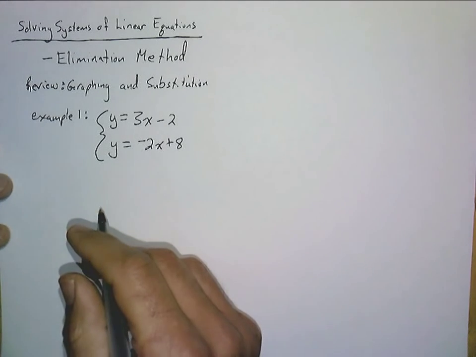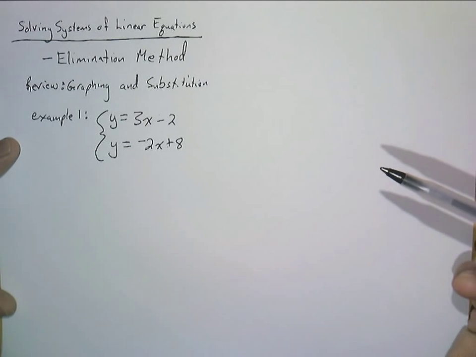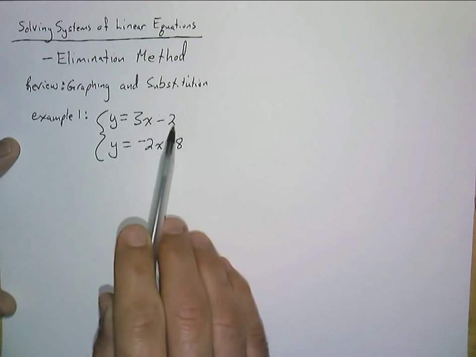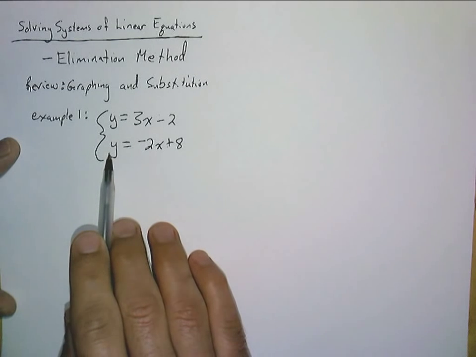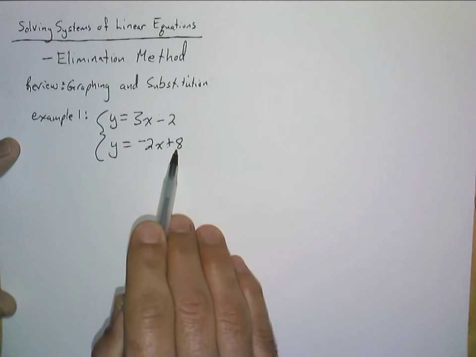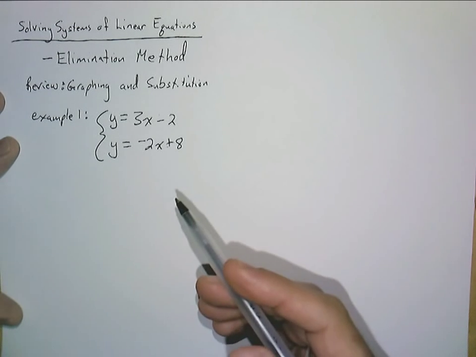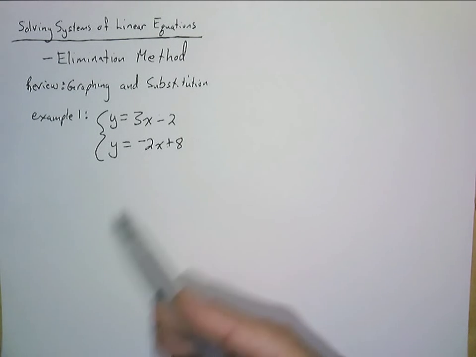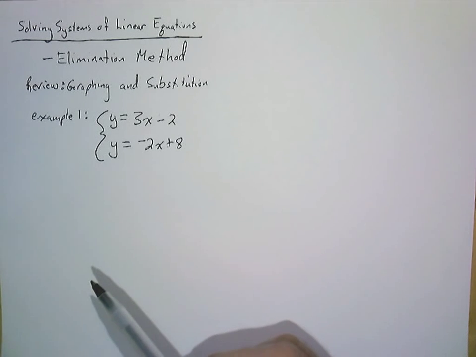The whole idea here is that we have two linear equations, and they are both in slope-intercept form. Here we have a slope of 3 and a y-intercept of negative 2, because of subtraction. And here the slope of this line is negative 2, and the y-intercept is 8. So it's going to be pretty easy to graph these and try to see where the point of intersection is, because that's what solving a system really means: we're finding the point of intersection for these two sets of points.